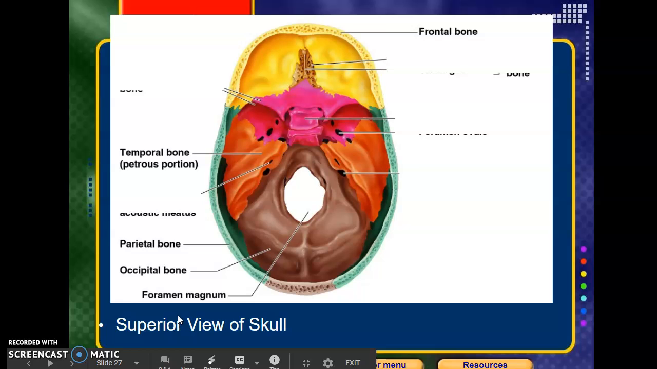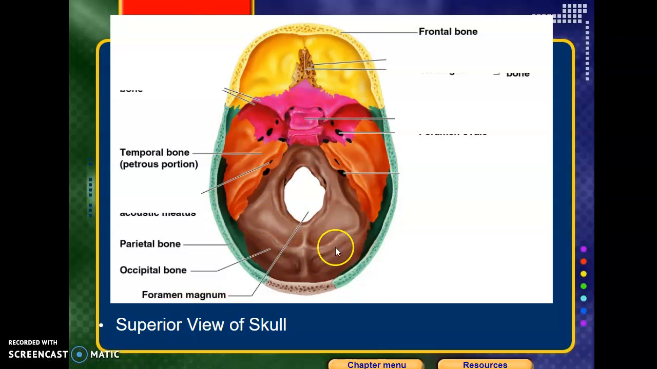We've taken the top off, and you can see that same occipital bone here. Here's the foramen magnum, that big hole that the spinal cord passes through. The orange ones are the temporal bones. And this pink one, that's the sphenoid bone it's called, and the yellow one here in the front is the frontal bone.